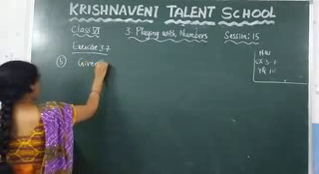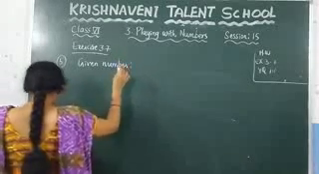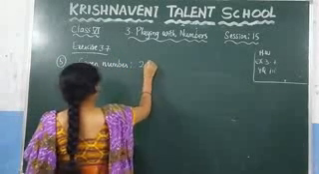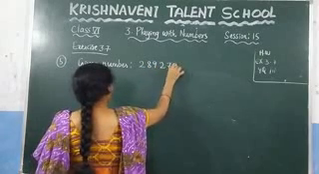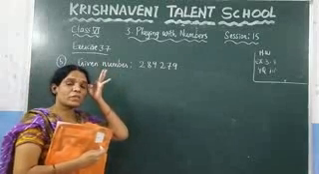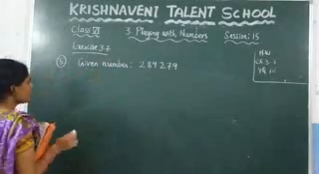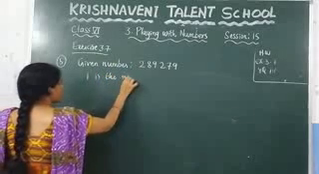What is the given number? The given number is 2,89,279. Here we have already solved it. What is the number we have added? Write it: 1 is the number. 1 is the required number.